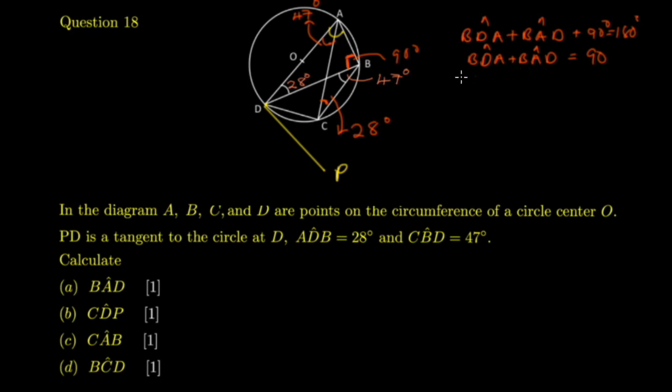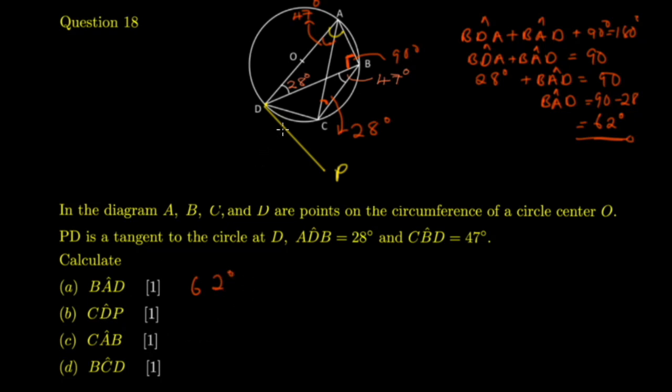And BAD, we are finding BAD, but we know BDA. BDA is 28. So BDA, 28 degrees, plus BAD is equal to 90. Then BAD is equal to 90 minus 28 degrees. So 90 minus 28, you get 62. So this one should be 62 degrees.